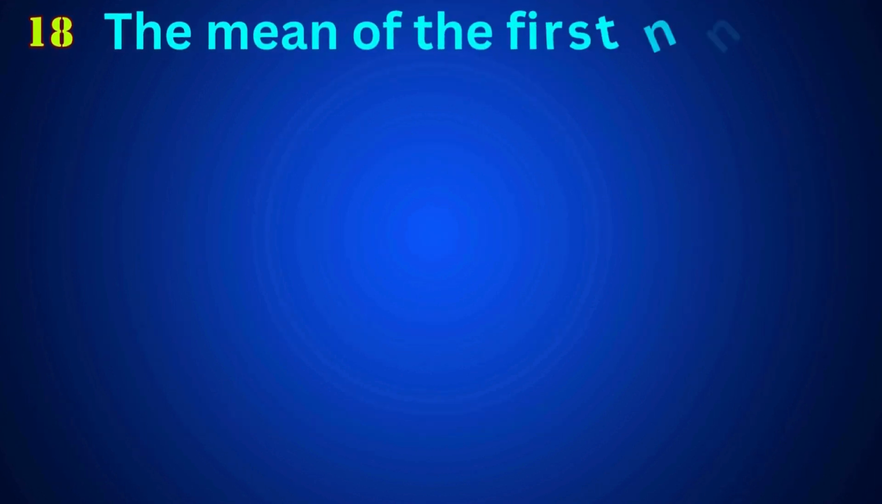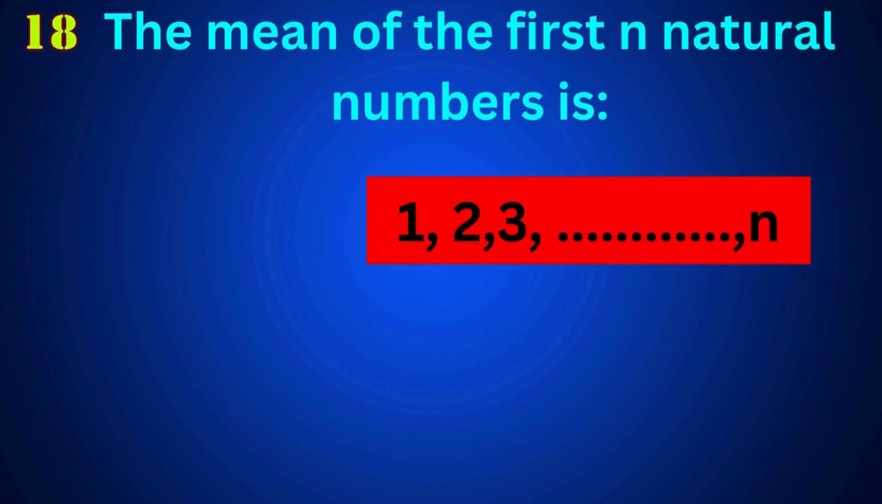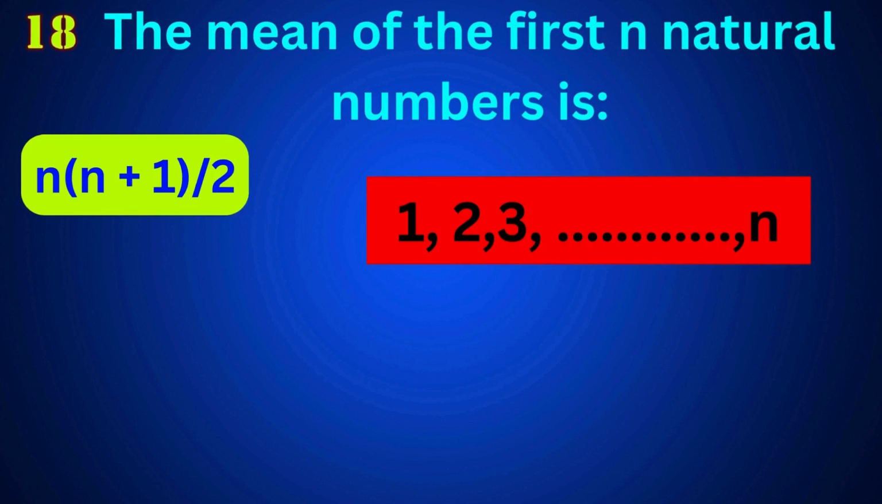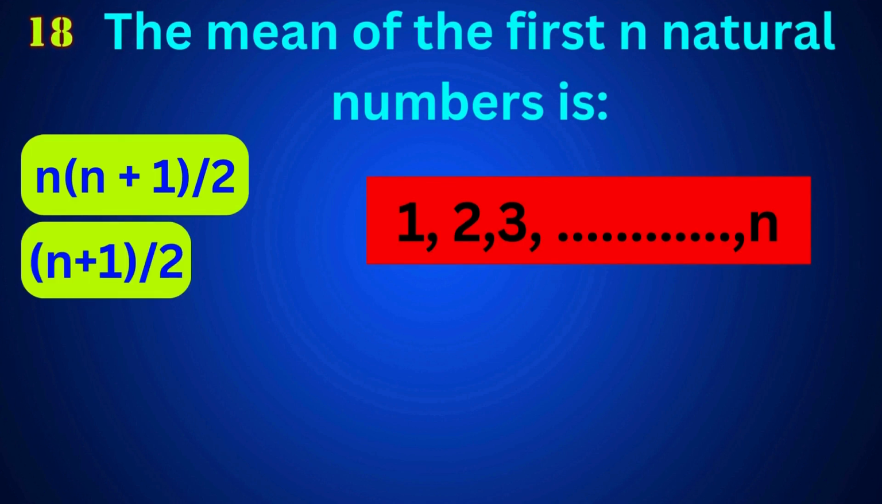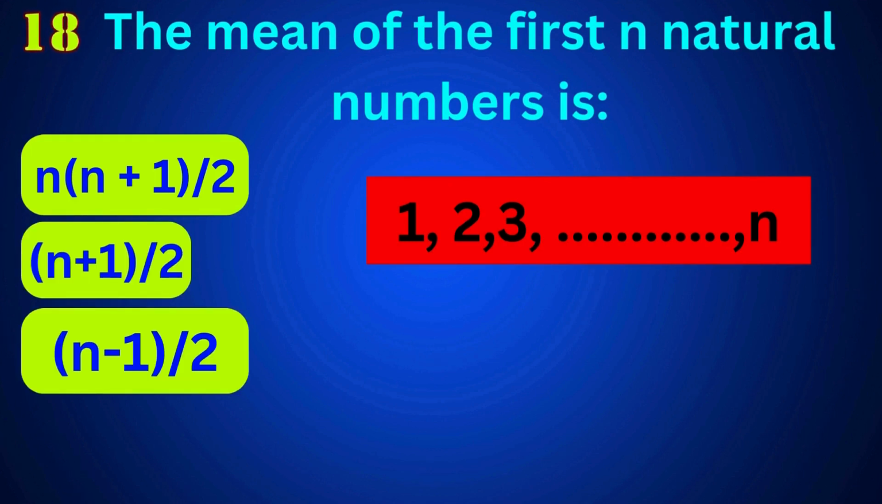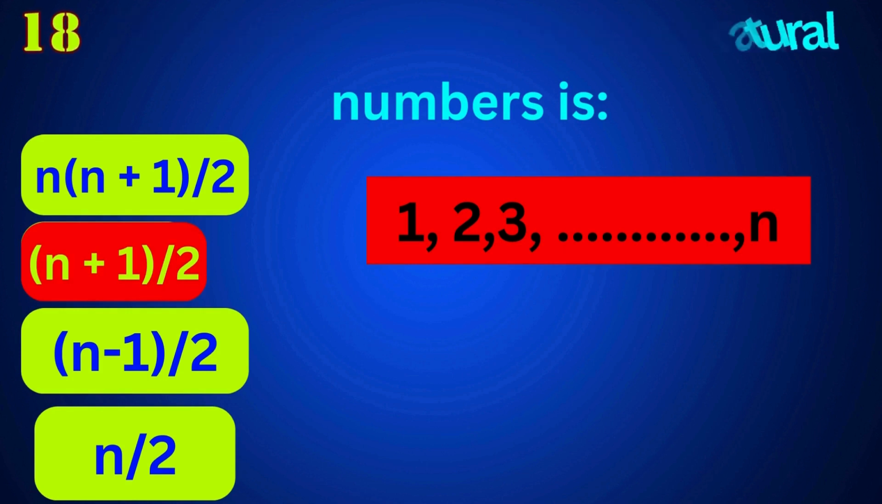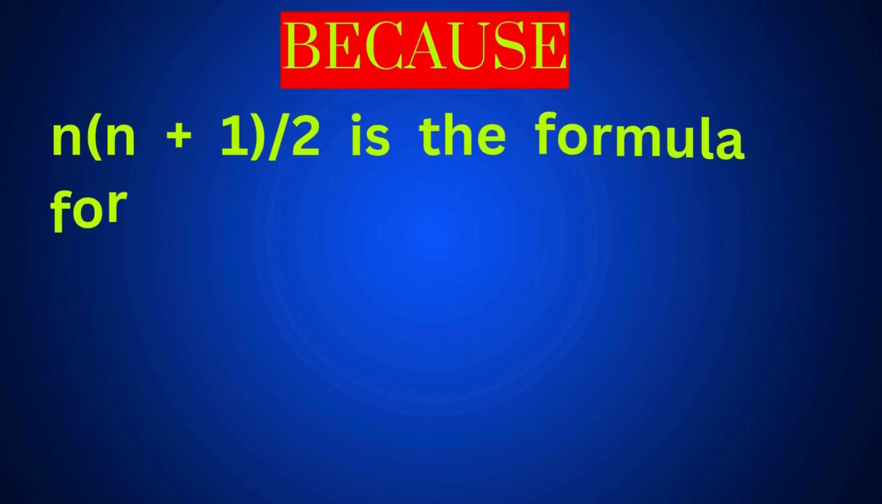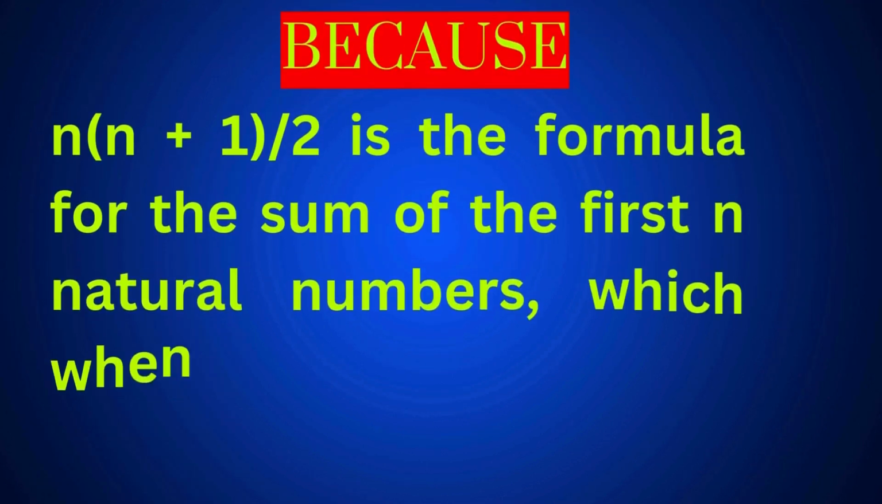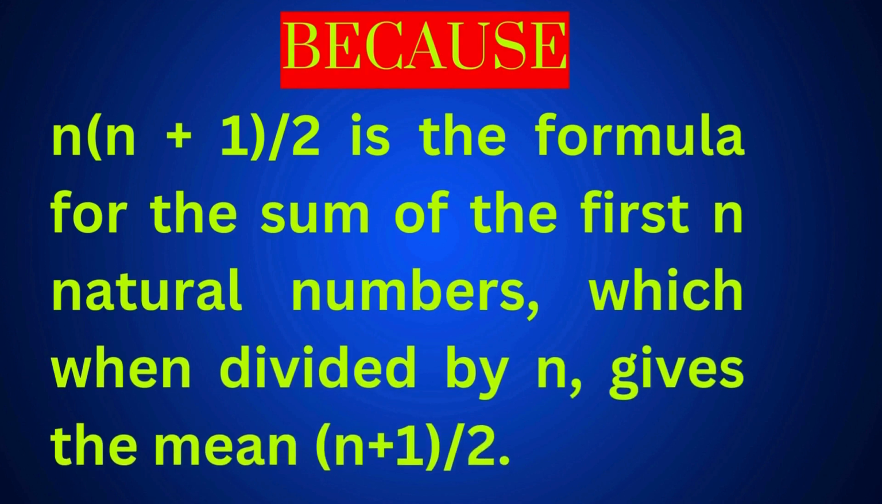The mean of the first n natural numbers is. Options are n into n plus 1 by 2, n plus 1 by 2, n minus 1 by 2, n by 2. Right option is n into n plus 1 by 2, which is the formula for the sum of the first n natural numbers, which when divided by n, gives the mean.